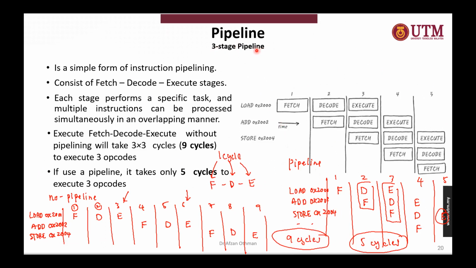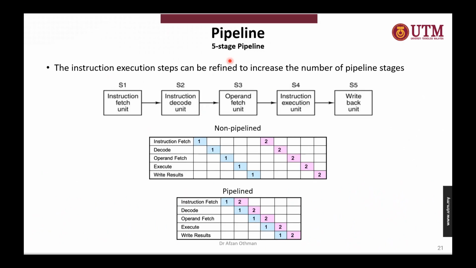Next, we have a 5-stage pipeline. The instruction execution steps can be refined to increase the number of pipeline stages to five. Stage 1, we fetch. Stage 2, we decode. Stage 3, fetch the operand. Stage 4, execute. Stage 5, write back. For example, without pipeline, the blue color here is the first instruction.